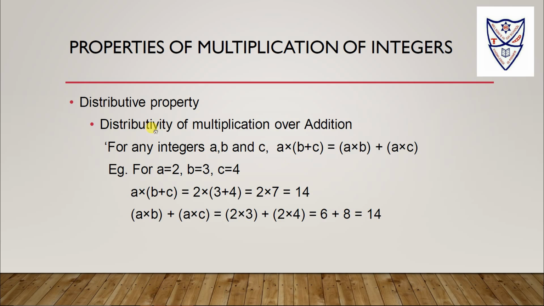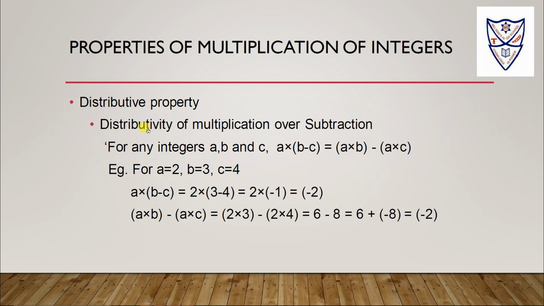This is called distributivity of multiplication over addition. That means here a multiplied by, in the bracket, b plus c means first a will multiply by b, plus a will multiply with c. That you have to keep in mind.